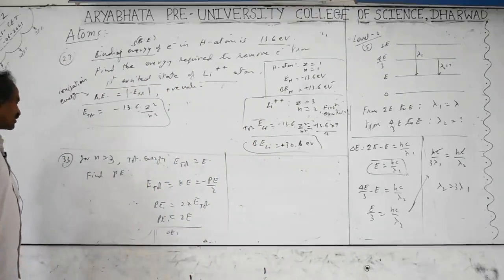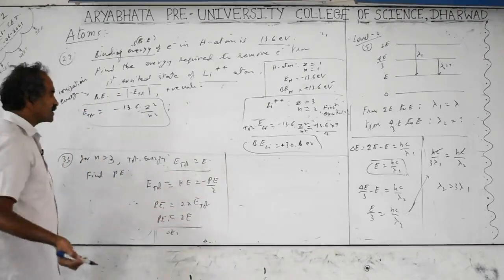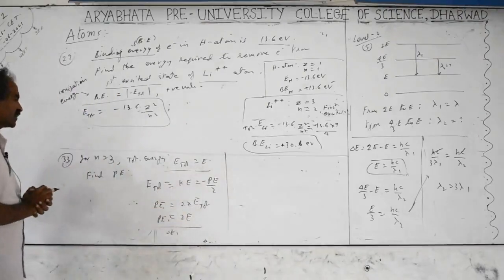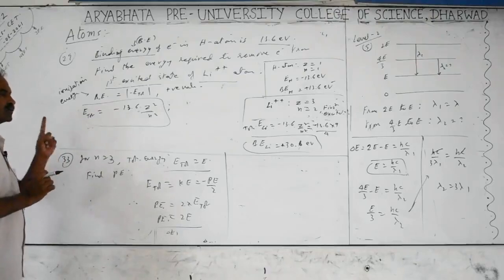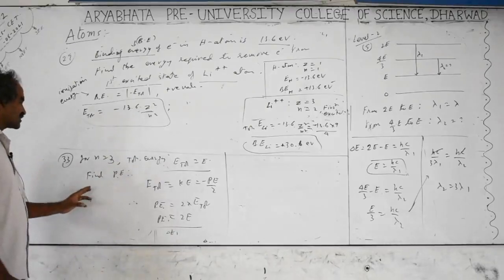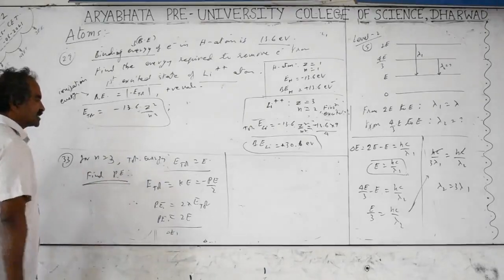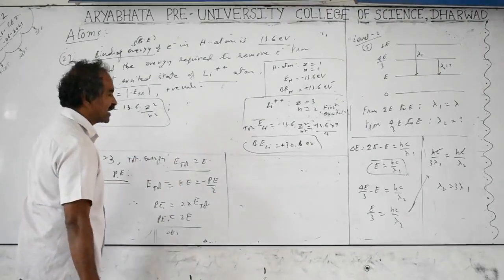Next, question number 33. For n equal to 3, the total energy is given as E for the particular atom, with the electron in the excited state. n equal to 3 means ground state n equal to 1, first excited n equal to 2, second excited n equal to 3. But they didn't talk about excitation conditions. What they asked is to find the expression for potential energy. The total energy is supposed to be negative, but they haven't given the symbol with a sign: E inside it already has the negative value.